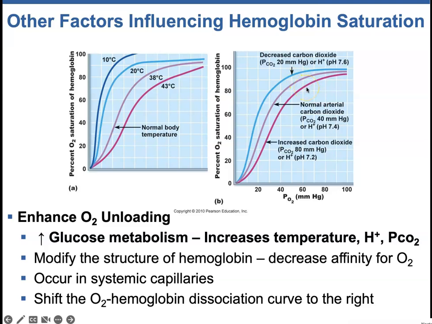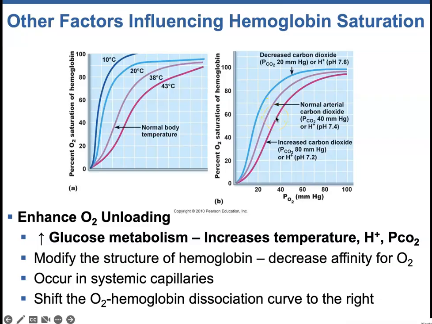So on the registry exam, I'm going to be testing you on what happens when glucose metabolism increases, right? Boom, you're producing more carbon dioxide. You're producing probably more lactic acid. All those things are going to cause right shifts on this oxyhemoglobin dissociation curve. So what you see happen is that shift is going to be more to the right.